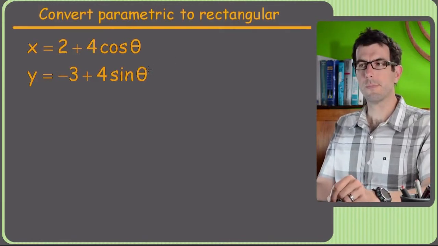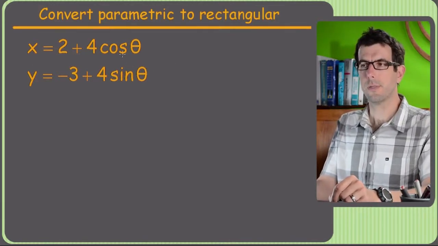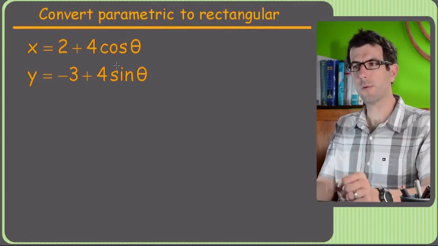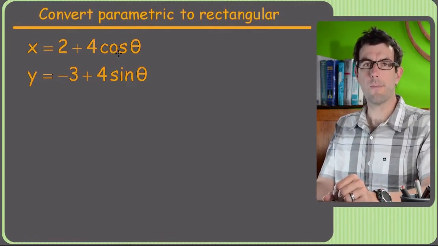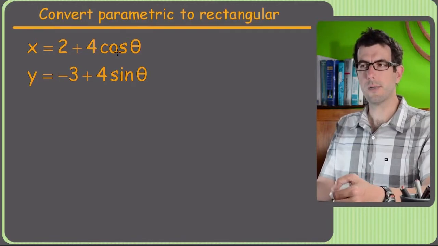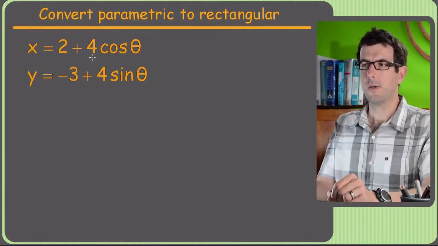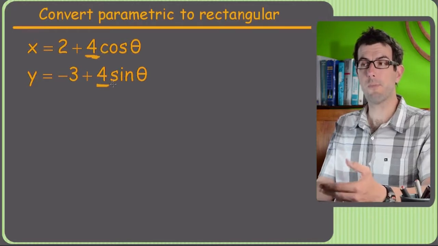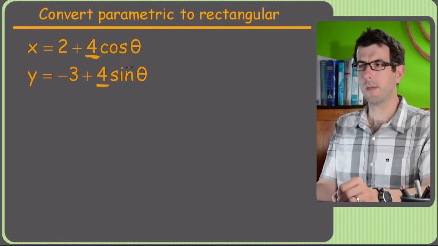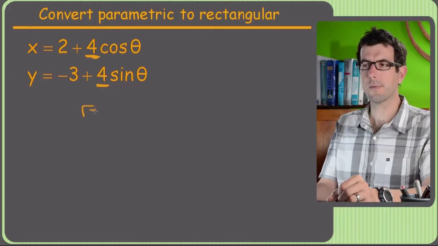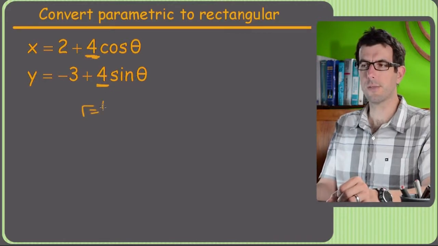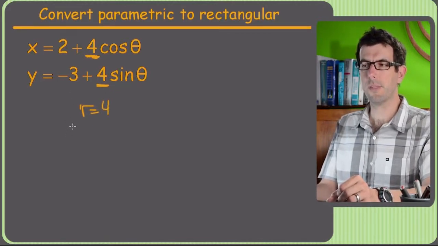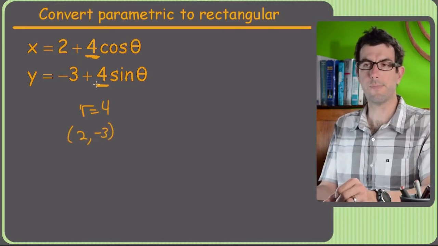Going backwards, here's another circle, only this time it's parametric, and we want to convert it to rectangular. So what do we notice right away? How do I know we're dealing with a circle and not an ellipse? It's because of the 4 in both cases. Because the a and the b match, we have the same number in front of both, that means we're dealing with a circle. So what is its radius? Well, r is just the number in front of the sine and cosine, so that's a 4. And the center is at that coordinate and that other one. So (2, -3) is the center.